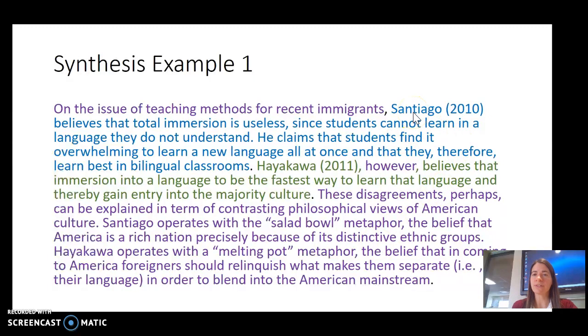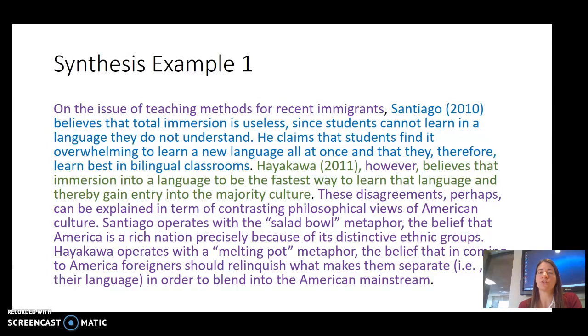So they had 2 sources here, Santiago and Hayakawa. They used a transition word, the transition word however, to show that these sources are actually oppositional. They're offering 2 different views of how to teach recent immigrants. Without that transition word, the paragraph would be tougher on the reader. I would have to figure out on my own that they were oppositional, or I would have to wait for this discussion here at the bottom to figure that out. So just with that one word, it already tells me how these sources relate.